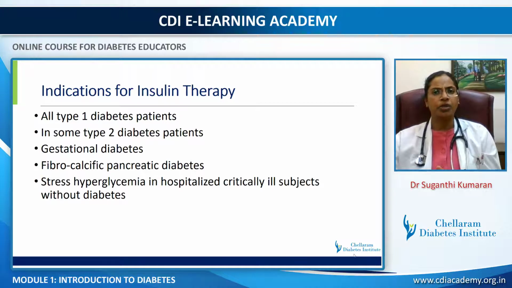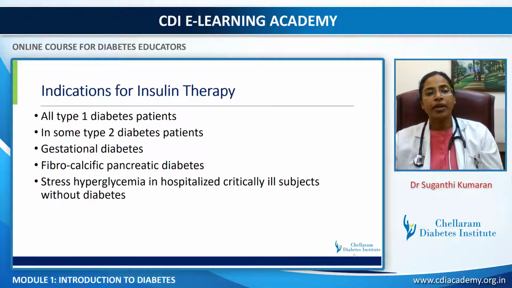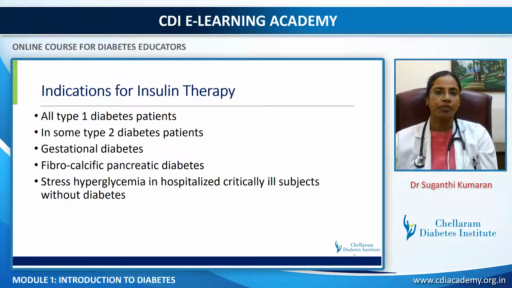In some type 2 diabetes patients, of course, as I mentioned earlier, after the oral anti-diabetic medications start to fail, the patient needs insulin injections to control the sugar. Gestational diabetes, we recommend insulin because it's safer in pregnancy. Category of fibrocalcific pancreatic diabetes also benefit from insulin therapy. Stress hyperglycemia in hospitalized critically ill patients, even though they don't have diabetes, we still prefer insulin because of the quicker acting nature and better control of blood sugar.